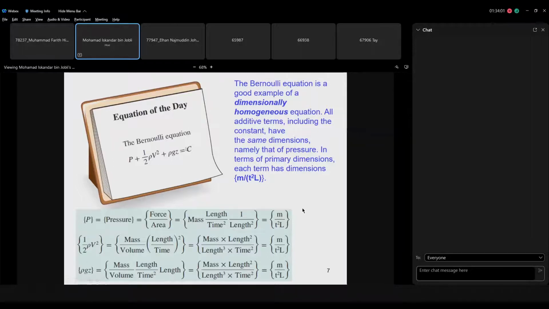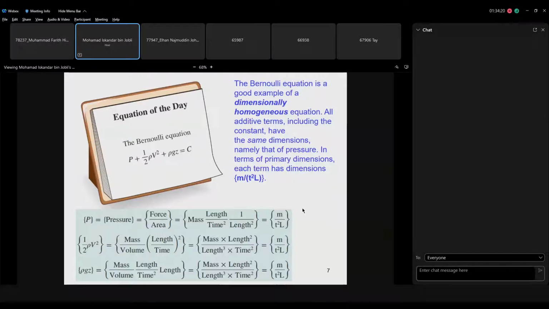Right, this is another equation. P plus half rho V square plus rho GZ equals C. Now, I wonder if you've seen this before. Have you seen this equation before, fellas?